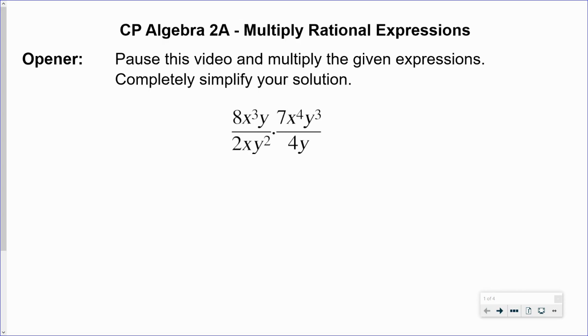Pause this video right now and try the opener. And in just a minute, I'll go over how to complete a problem that looks like this.